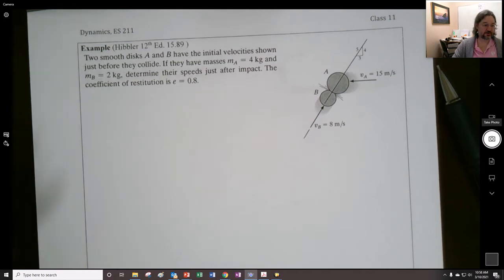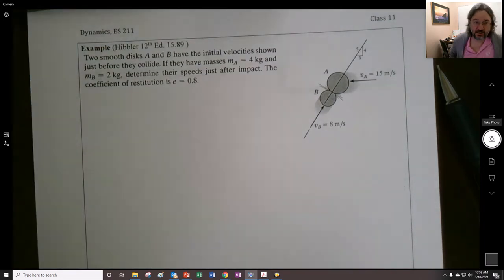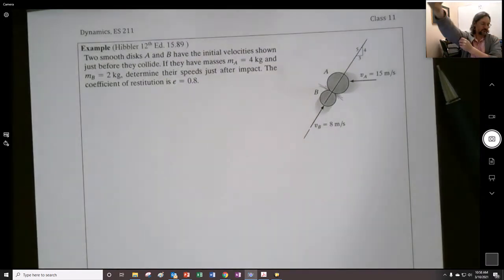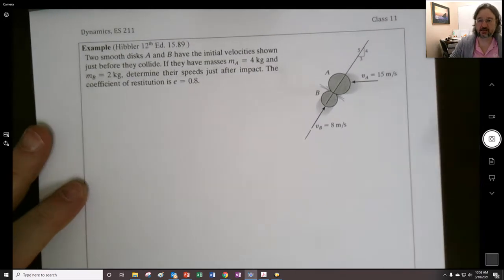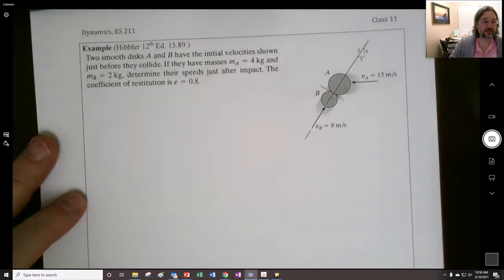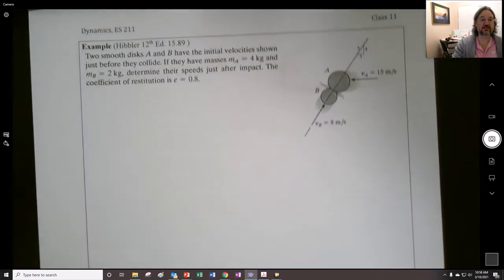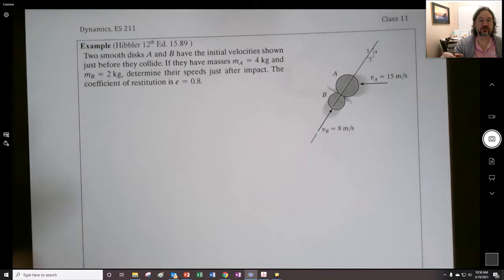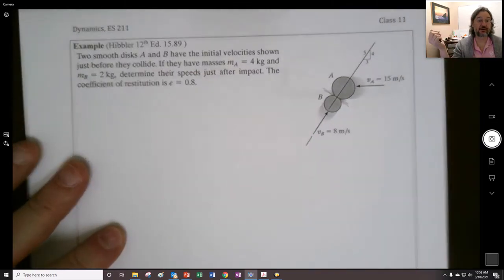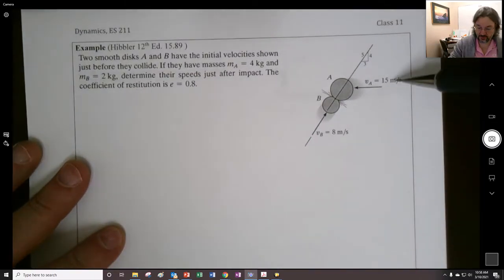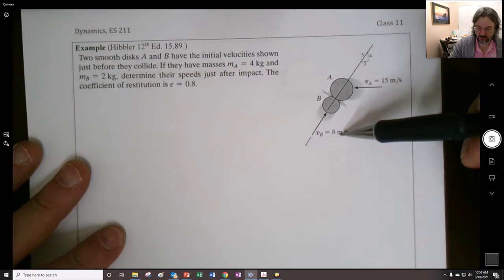Okay, so here is another example, an oblique example for class 11. I think this is going to be my last example for right here. So we have these two discs, and they have different sizes this time. Boy, this thing is really kind of shaky right now. And initial velocities are shown: 15 meters per second and 8 meters per second.